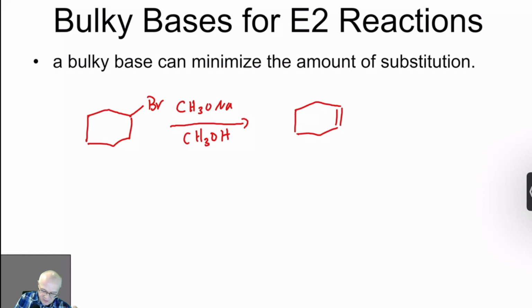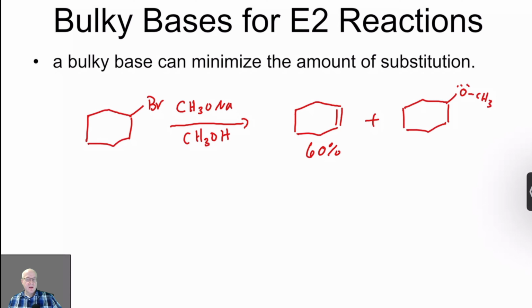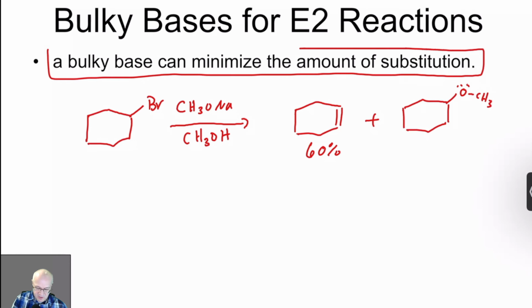Trouble is, say you get 60% of this. I'm just making these numbers up. But you may also get 40% of this. I don't know the numbers, but let's just say you get a contaminating product of the substitution. And you don't want the substitution. You want the alkene. Well, to fix that, you would use a bulky base. You would get a big old bulky base.